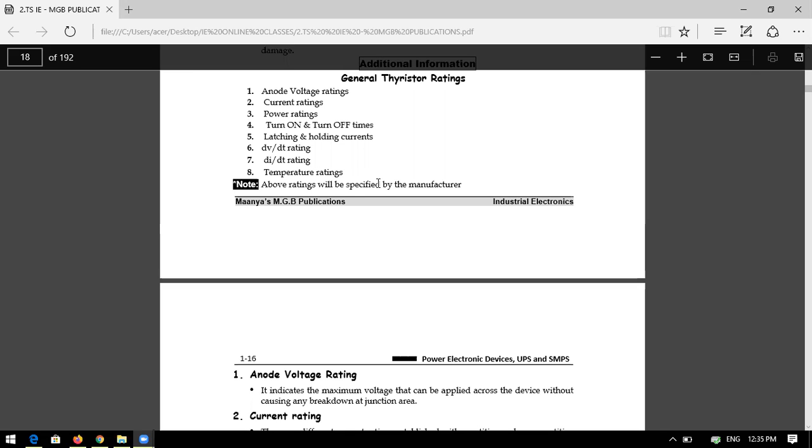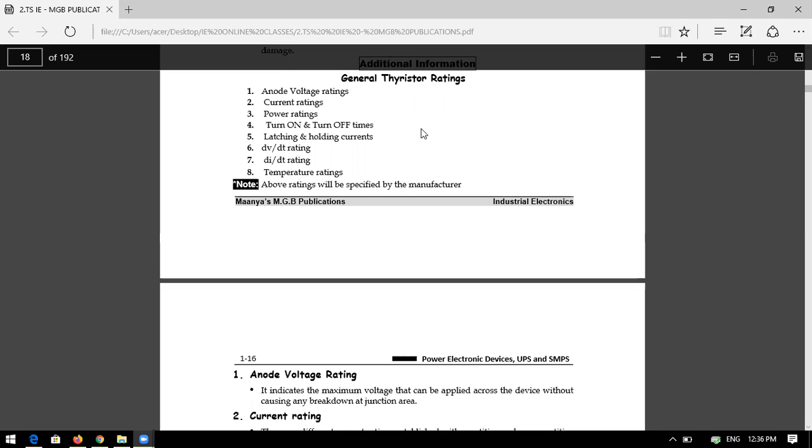So while purchasing the component or a device, you should be aware of these specifications or ratings. If you are not aware of the ratings, what will happen? If you operate in a different range from the specified component values, it will be burnt or damaged. Something will happen. So that is the reason you have to be aware of these ratings or specifications.